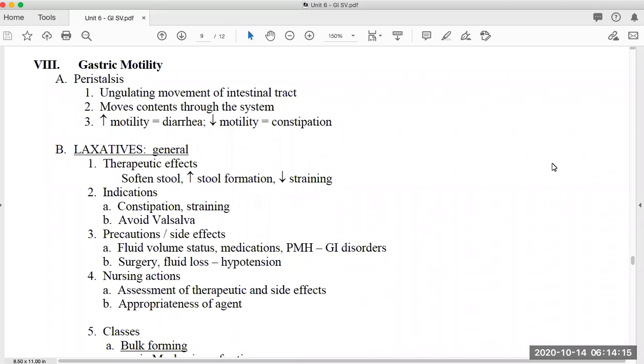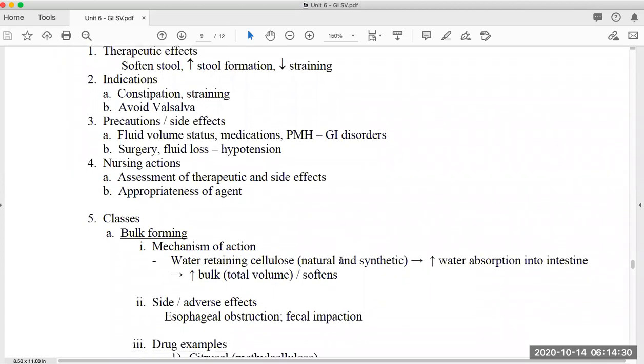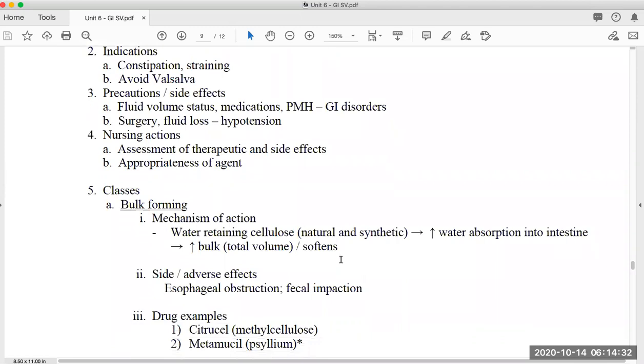So generally speaking, when we're talking about laxatives, the therapeutic effect is that we soften the stool, we increase stool formation, and then we decrease the straining that occurs when having a bowel movement. So indications would be if your patient was constipated or straining to have a bowel movement. So important to remember, it is used to decrease constipation and straining. That's why we give laxatives, okay?